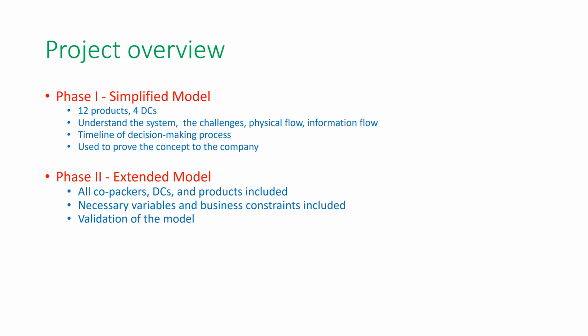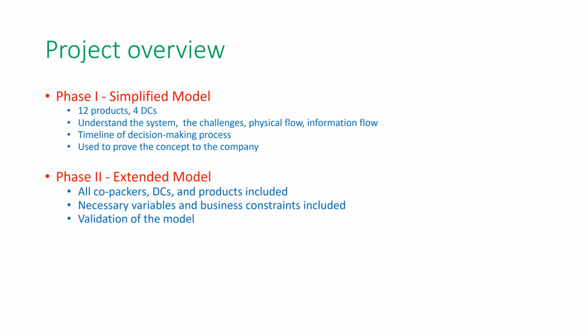In the second phase, we extended the model. We included all the co-packers, which means all the production sites, all the distribution centers, and all the products. We also included all the necessary variables and business constraints. We omitted those constraints in the first phase, such as if you are a certain production facility, you cannot ship your goods to a certain state. There were rules around it, and those rules had to be obeyed.